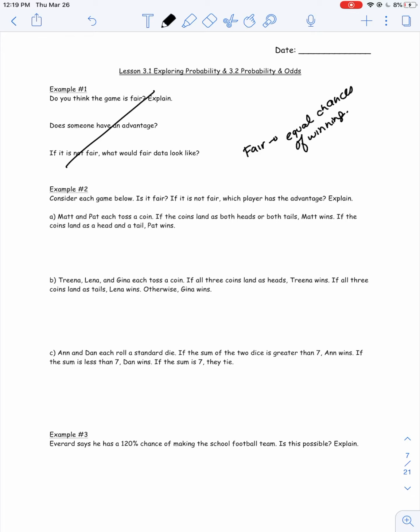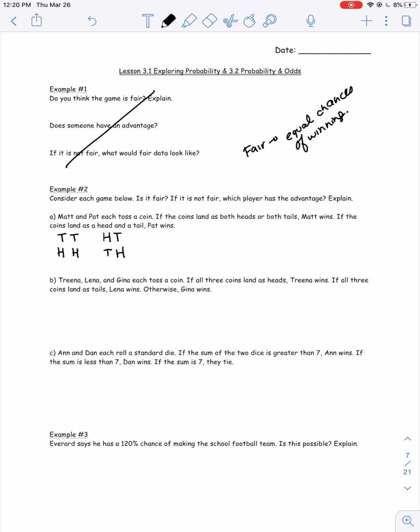They each toss a coin. So these are the different outcomes that can happen. Matt could toss a tail and Pat could toss a tail. With a coin, you can either have a head or tail option. Matt could toss a head and Pat could toss a head as well. Then Matt could toss a head and Pat a tail, and Matt a tail and Pat a head. Those are all the 4 options.